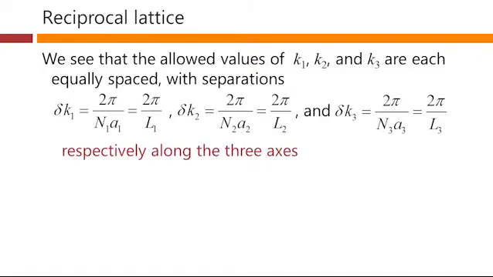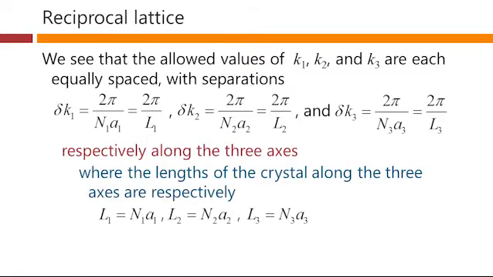And these are respectively, of course, along the three axes, which, as I said, might be x, y, and z, or they might not. And the lengths of the crystal here, in the three different directions, as is implied by the bottom lines on these equations, are given by these simple expressions. The length in direction 1 is N1 times a1, and so on for the other two directions.